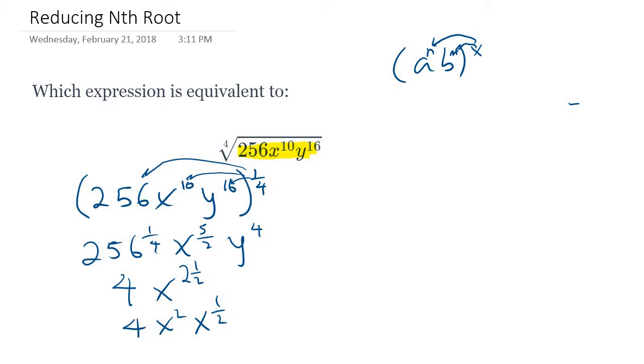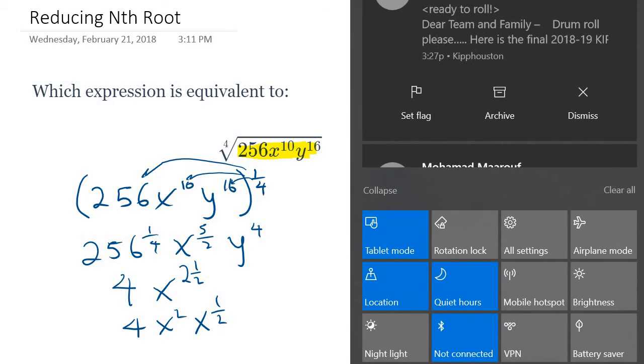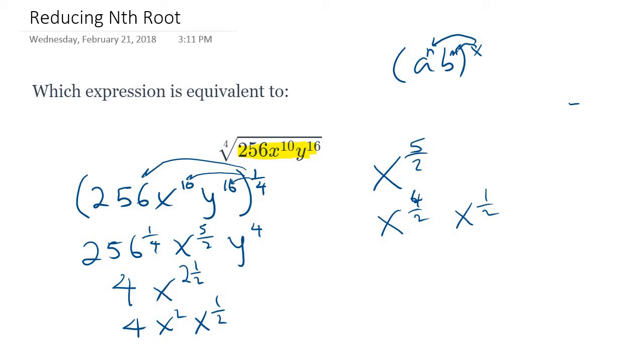If I have x to the power of 2 and 1/2, I mean 5 over 2, that is the same thing as x to the 4 over 2 times x to the 1 over 2. I'm just looking for whole numbers that can go into 2. The maximum possible whole number here is 4, so that would be x squared, and the other leftover is 1/2. The y is already y to the 4th.